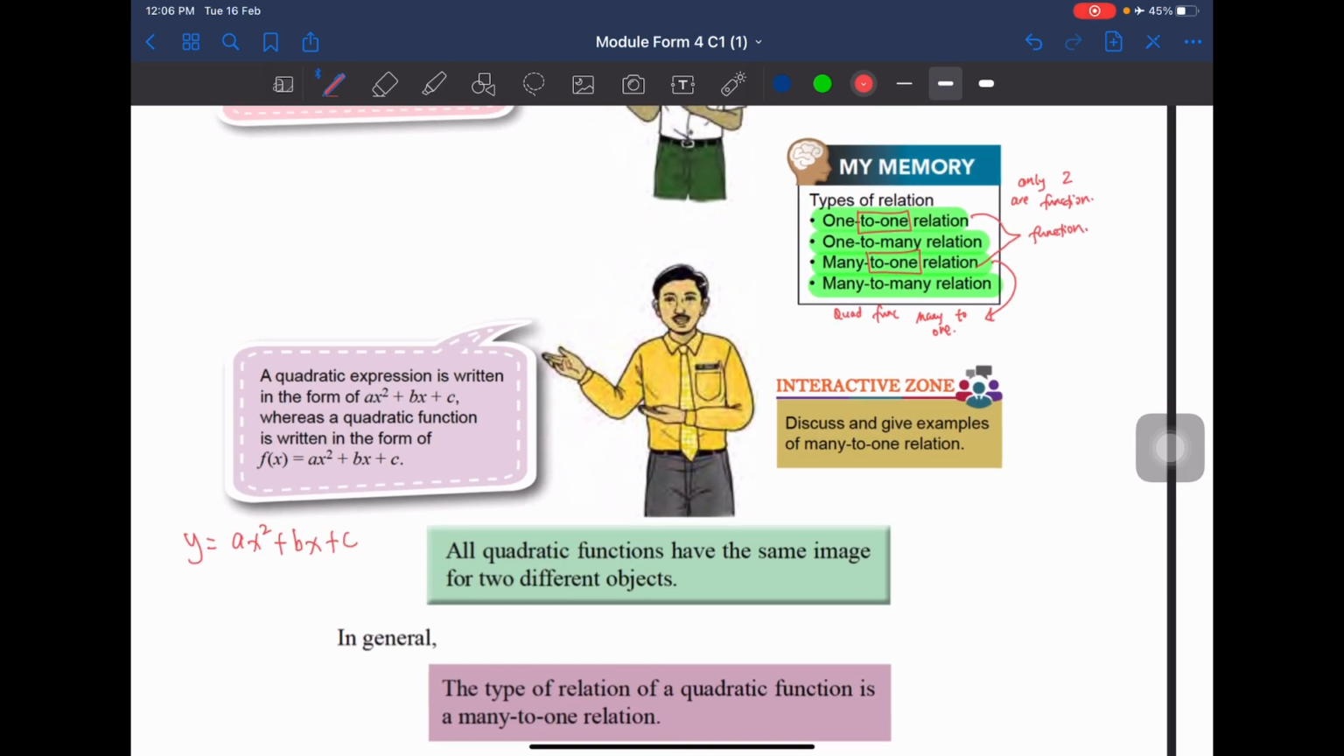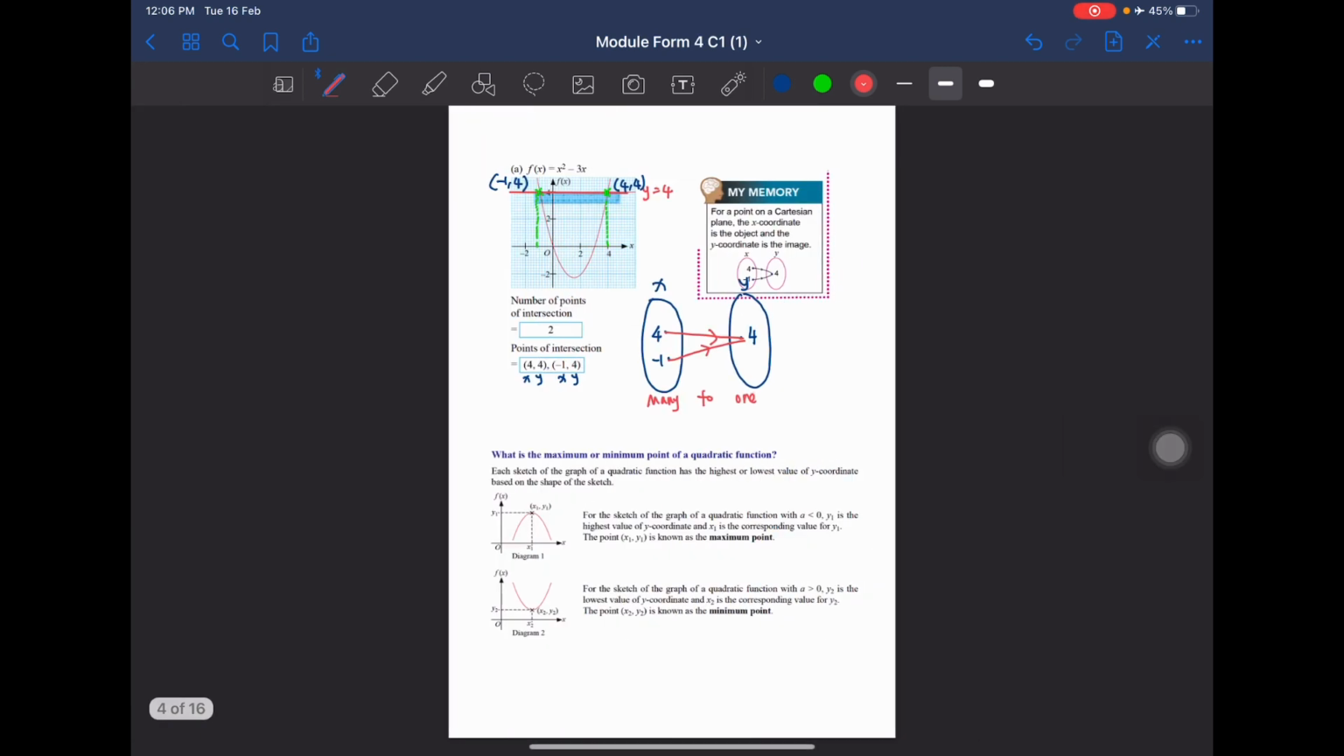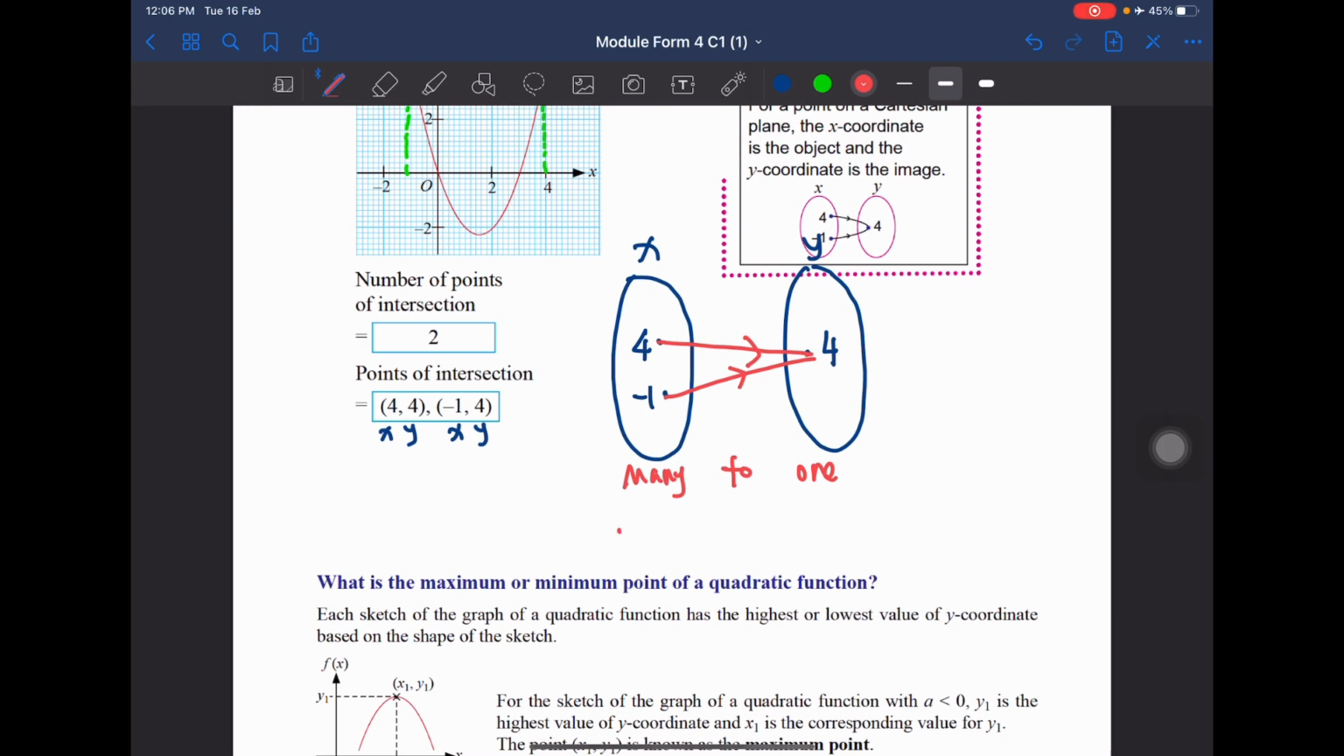Ni, the same image for two different objects. So maksud dia two different objects. Di sini adalah objek, ini adalah image.